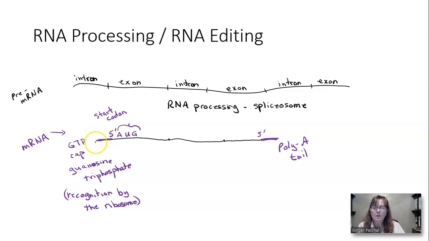So this entire molecule from here to here is now an mRNA, and this is the start codon. The start codon is at the 5' end with the GTP cap, and at the 3' end we have the poly-A tail. So the next thing that we'll talk about is how we use this mRNA to make a protein, and we'll do that next time.